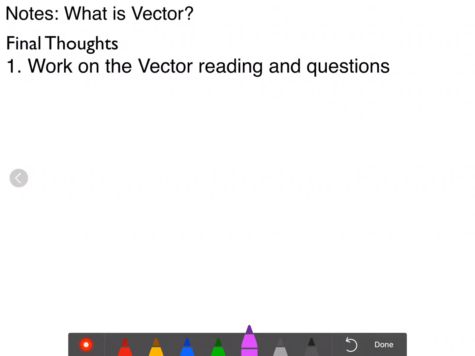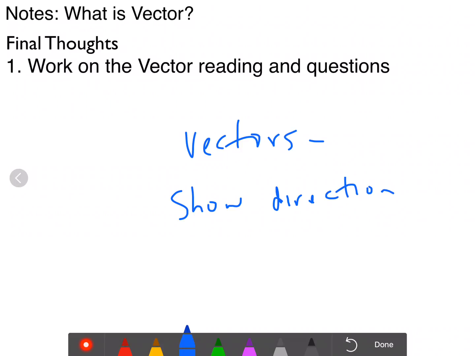Okay, looking at our final thoughts here, what is a vector? I want you to do the readings. I think you're going to get a lot from that, but just briefly, vectors show the direction of velocity. To do that, on a one-dimensional surface, we have to use arrows. And sometimes when we end up having multiple directions, we have to use the Pythagorean theorem.